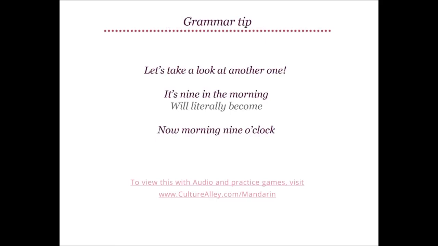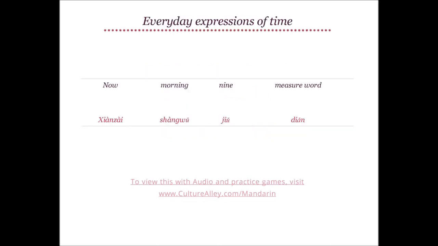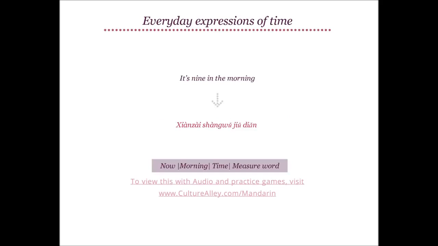It's 9 in the morning will literally become now, morning, 9 o'clock. Once again, let's take a look at the breakup of this sentence. Now gets translated as 现在, while morning becomes 上午. 9 becomes 九. And lastly, the measure word is translated as 点. Good! Thus, it's 9 in the morning becomes 现在上午九点.